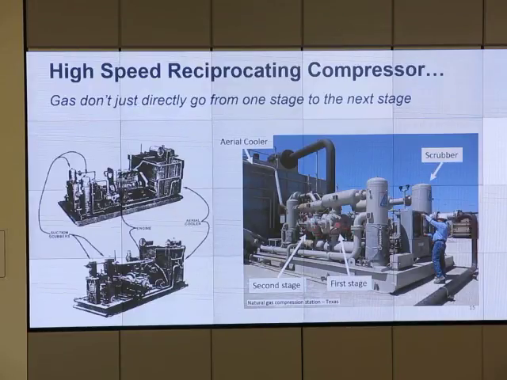Provided that left hand side and right hand side are the same. Okay, I cannot see the other side. And this tall cylinder is a scrubber. You have seen this, right?